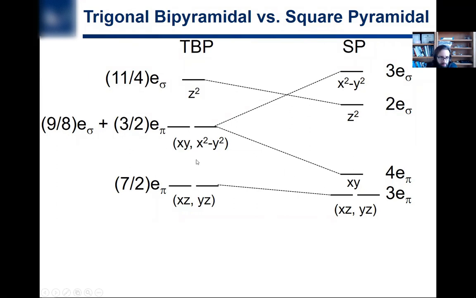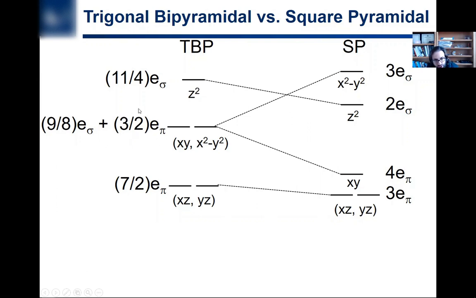Well, at the top of the TBP splitting pattern, we have the dz squared orbital with an energy of 11/4 e sigma. Remember, e sigma is a fairly big number as compared to e pi, and we have 11/4 of them, so it's at the top. That's going to be greater than 9/8. Basically, when you're ordering these, look at the amount of e sigma. Ones with more e sigma are going to be higher because e pi doesn't matter as much.